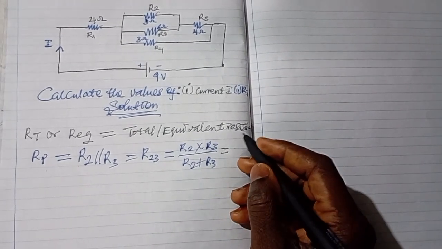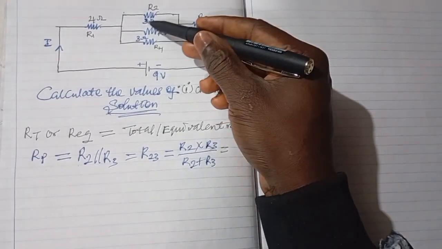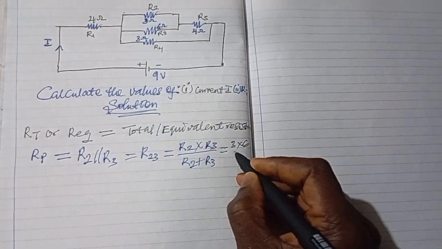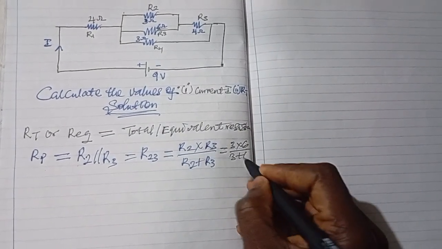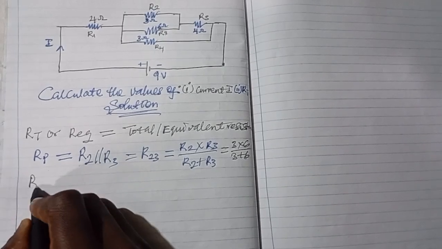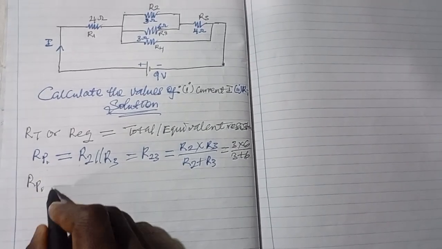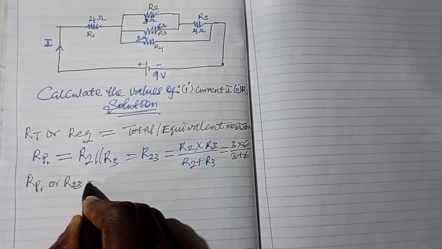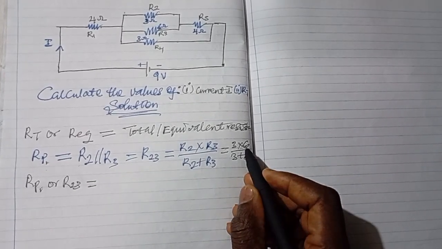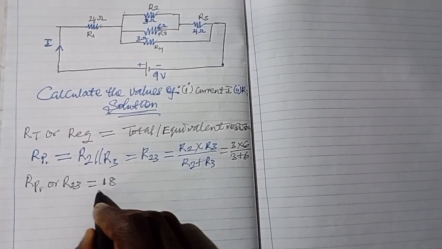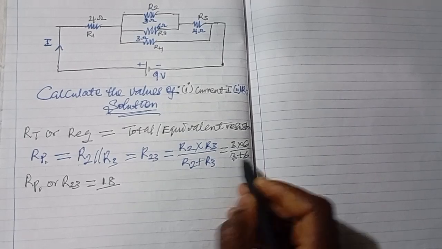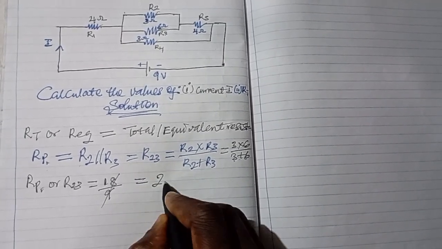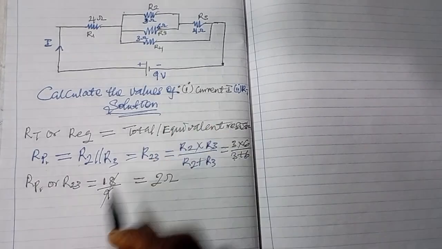This is equal to R2 here is 3 ohms multiplied by 6 ohms. So we have 3 multiplied by 6 divided by 3 plus 6. So RP, let's call it RP1 or R23, is equal to 3 times 6 will give us 18 divided by 3 plus 6 will give us 9. This is equal to 2 ohms. Good. Let's redraw the circuit.